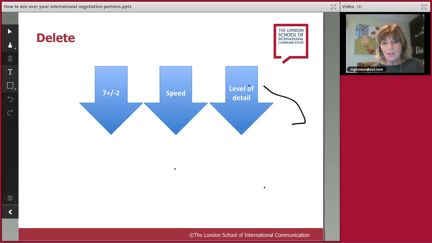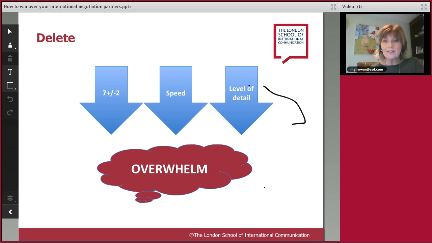If you don't get the level of detail right, if the speed is too much, and if the amount of information is too much, then the net effect is overwhelm. And I'm sure we all have had an experience at one time or another of how it feels to be completely overwhelmed by information. To be able to understand or even remember some of what's been said.